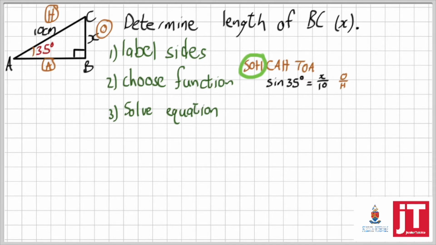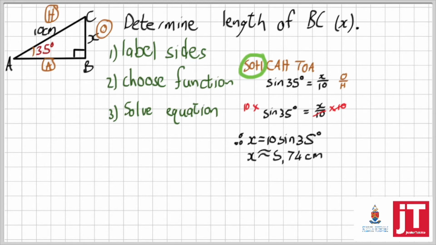Well, I want to get rid of the divide by 10. So I'm going to times by 10 on both sides. The beautiful thing is, then those 10s divide away, 10 divided by 10, leaving me with x on the right-hand side, and on the left-hand side, 10 sin 35. Look, I just swapped it around, but if it confuses you, you are more than welcome to write 10 sin 35 equal to x. Putting this in my calculator, my answer is 5,74.